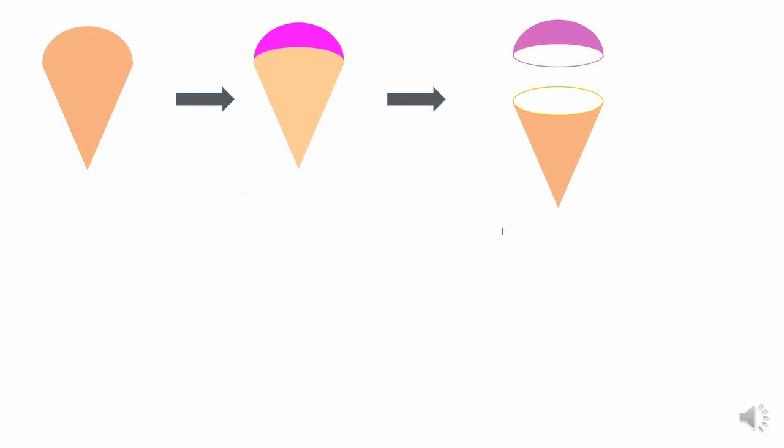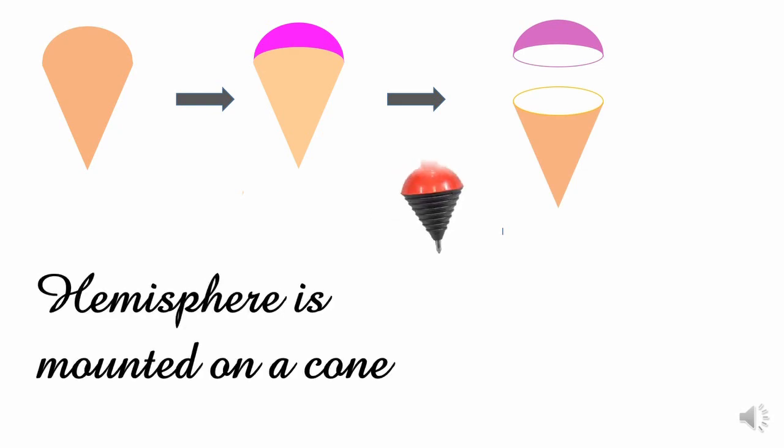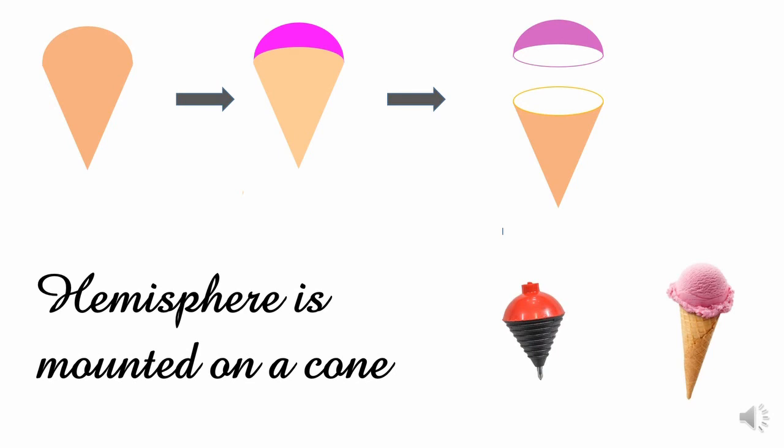Here is one more solid which is a combination of hemisphere and a cone. Generally we see this in an ice cream or else a playing top, a spinning top. Here we can say that this is a combination of hemisphere and a cone where the hemisphere is mounted on a cone.